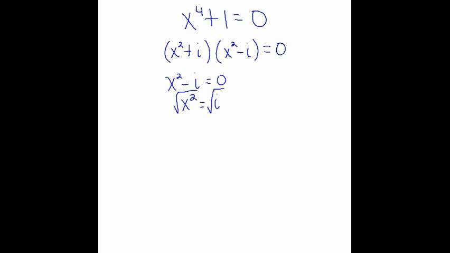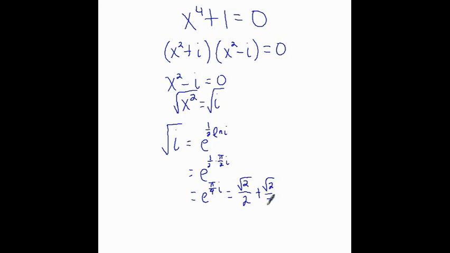Well, let's go ahead and use our polar form. We've got i would be equal to e to the natural log of i, and we're square rooting this, so that would be times 1/2 here. Now the natural log of i would give us pi over 2 i. That would give us e to the pi over 4 i. Now with a modulus of 1 and an argument of pi over 4, this would be equal to root 2 over 2 plus root 2 over 2 i. So the square root of i would be this thing right here.